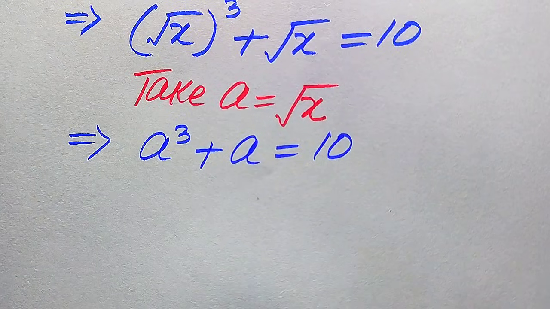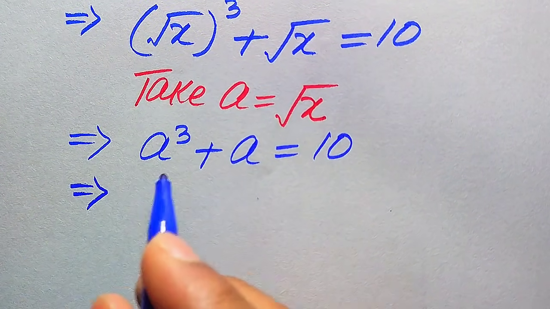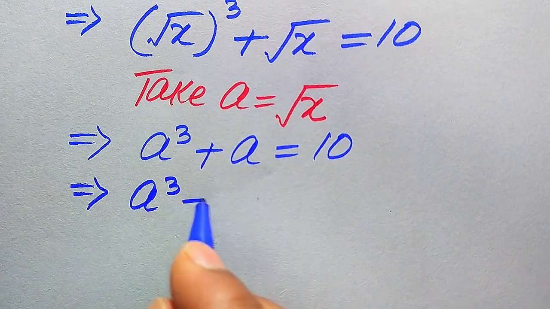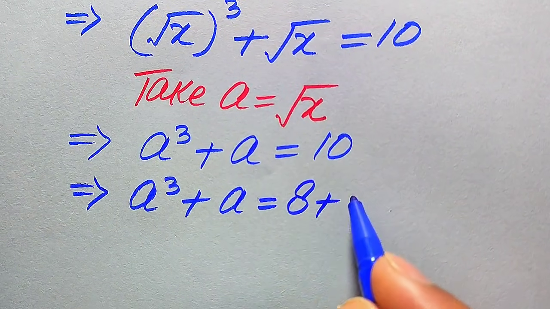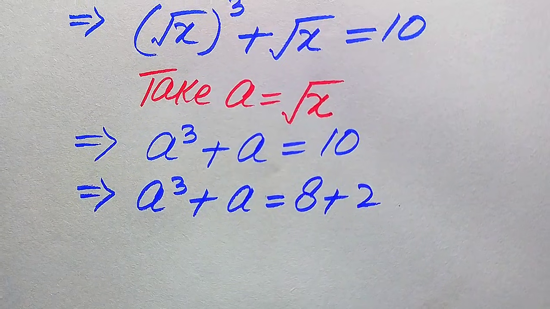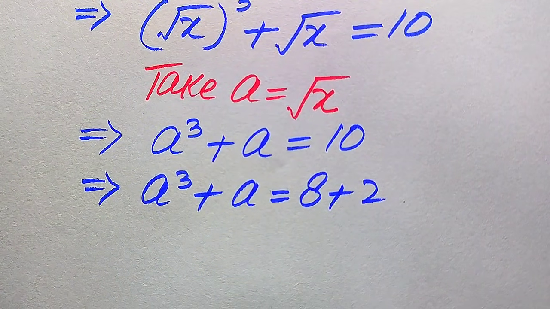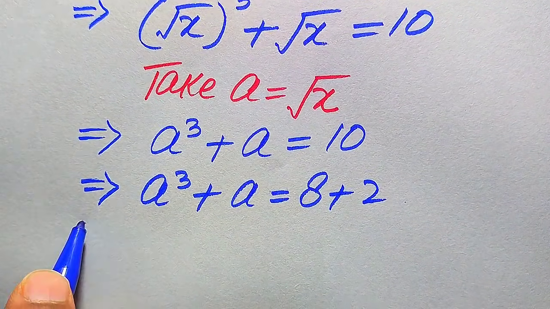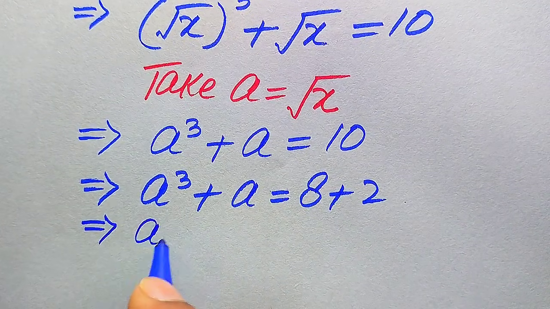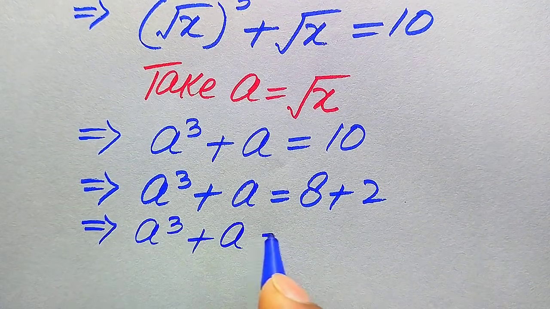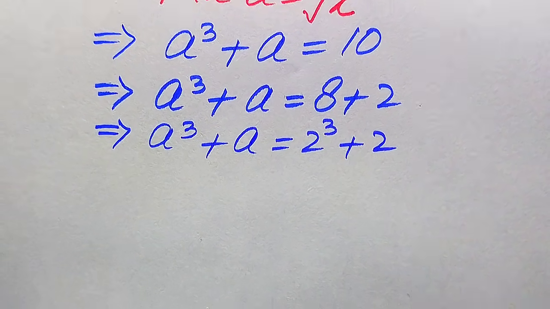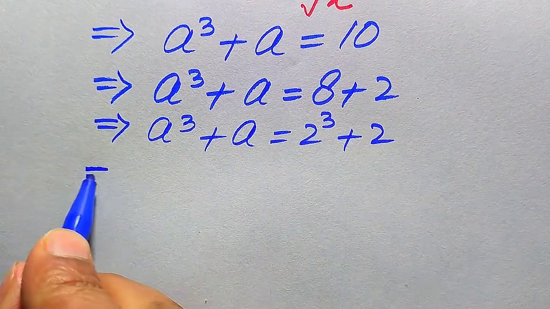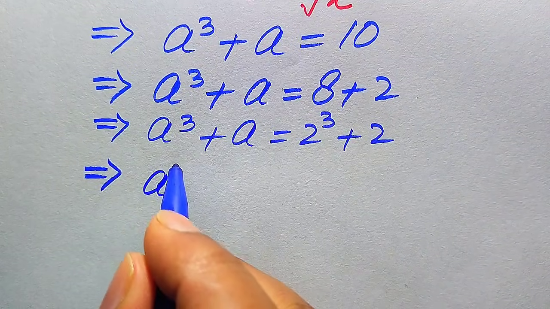And further in the next step we need to do some simplifications on the right hand side. So on the right hand side we have 10, and we write this 10 as 8 plus 2. The prime factors of 8 are 2 cubed, plus 2. And now we move both of the terms from the right hand side to the left hand side, and we make the pair of cubic term with cubic term.